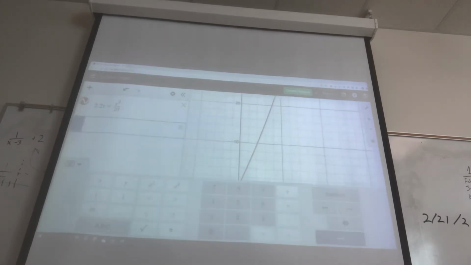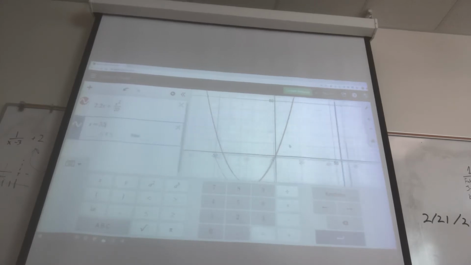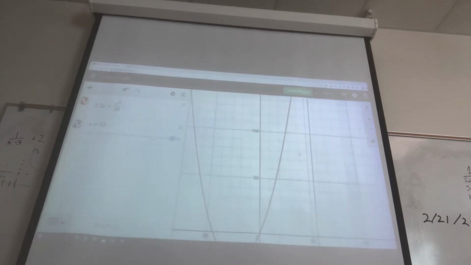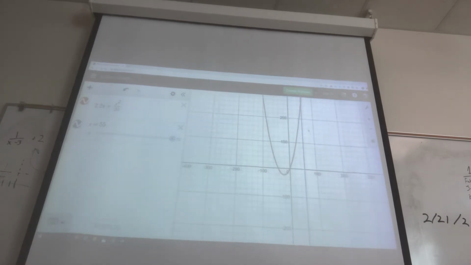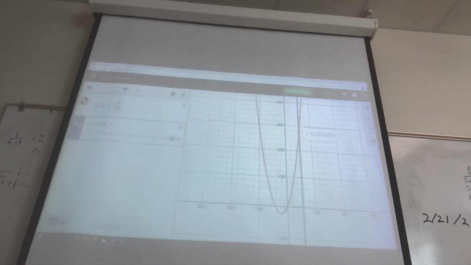I can actually come down on this next part and just go x equals, and the first one it gives me is 55. So if I'm going 55 miles an hour, I have to zoom out a bit to see that. There's my 55 miles an hour. You can see what's happening to my braking distance as I do that. So when I click on there, I got that intersection, and it's 272.25. So that's going to be my braking distance, 272.25 feet.